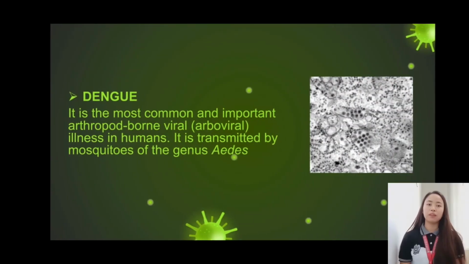Number 5 example of virus is dengue. It is the most common and important arthropod-borne viral or arboviral illness in humans. It is transmitted by mosquitoes of the genus Aedes.